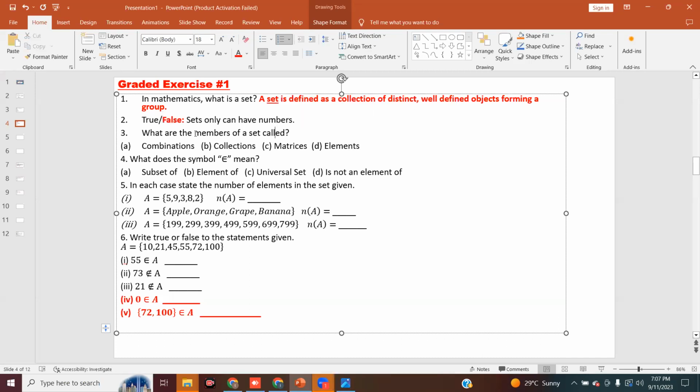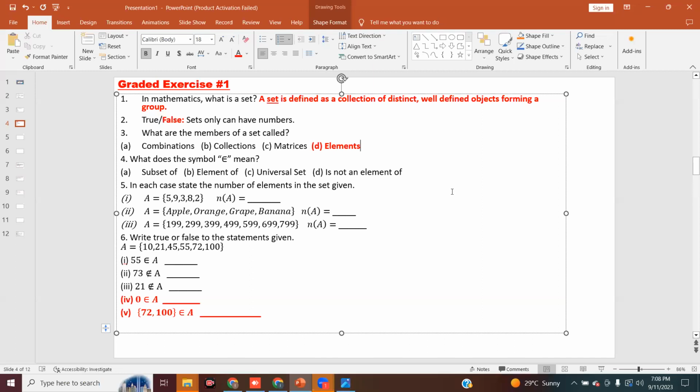Number 3. Anyone can answer. What are the members of a set called? Elements. Very good. Who got all 3 right so far? Me. I did. Mr. Petit, it was very easy. Okay, so that means I need to make it harder.